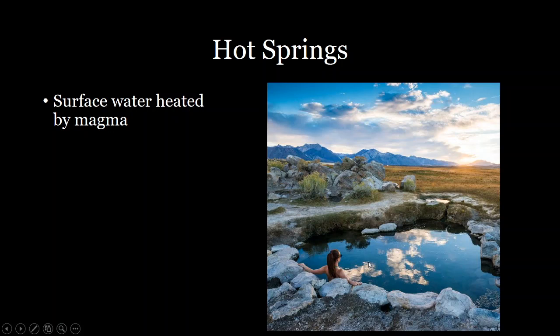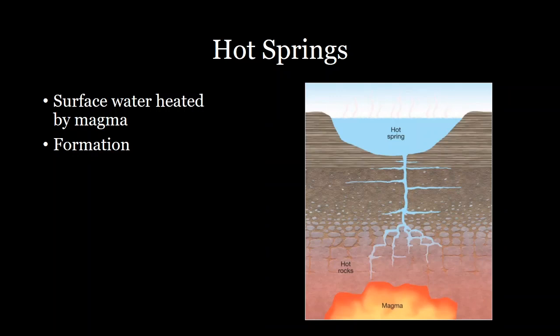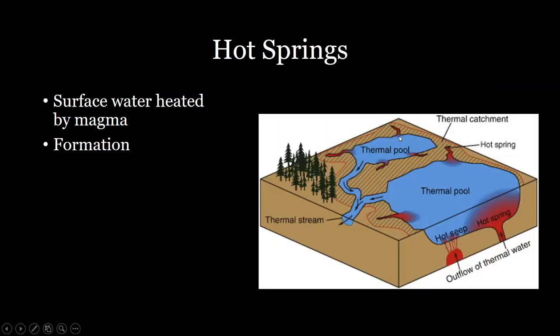So first, let's talk about hot springs. Hot springs can be extremely relaxing, and I highly recommend visiting one if you ever have the chance. So hot springs are just surface water that has been heated by underground magma. So you can see a diagram of them here. You just have a network of groundwater chambers that extends down close enough to the magma in order to get heated, and then that hot water then comes up and reaches the surface.